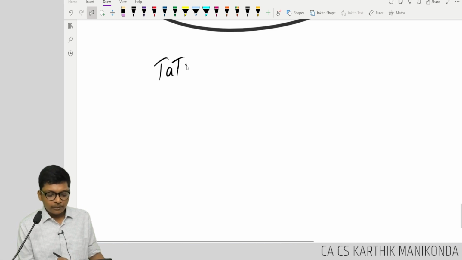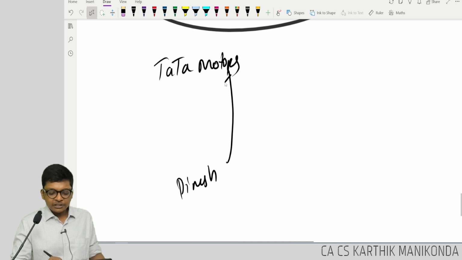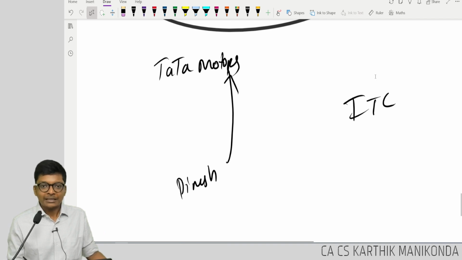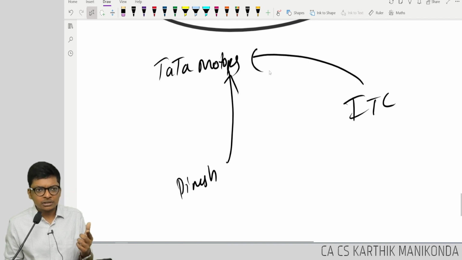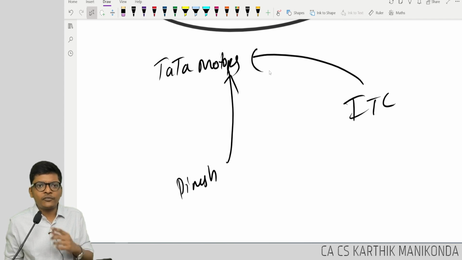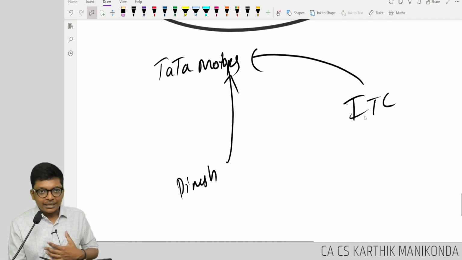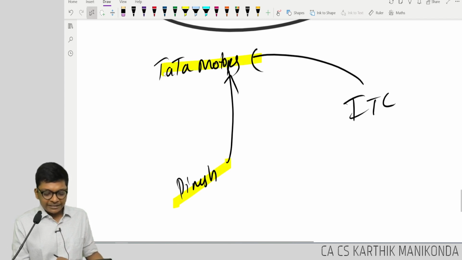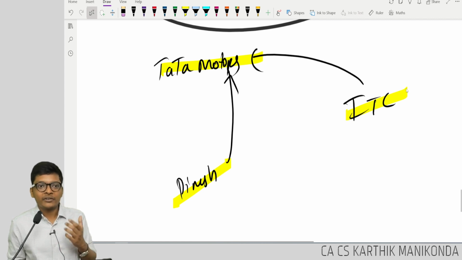Let's say we have Tata Motors, and we have, let's say, Dinesh. Can Dinesh buy shares of Tata Motors? Then we have ITC. Can ITC buy shares of Tata Motors? Yes, one company can buy shares of investment. Hello, one company, ITC, can buy shares of Tata Motors. Following, sure? Are you understanding? Yes. Dinesh can buy shares of Tata Motors. ITC can buy shares of Tata Motors.